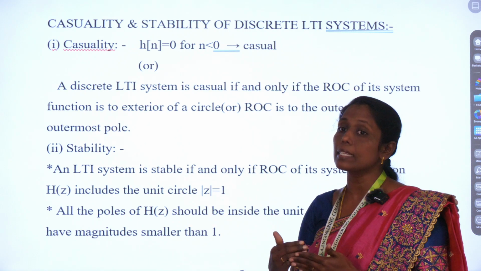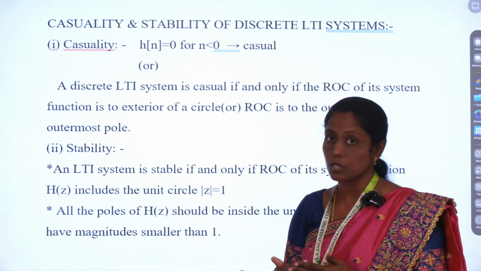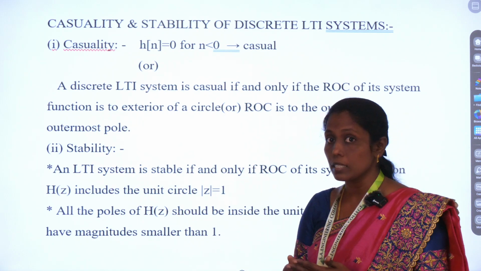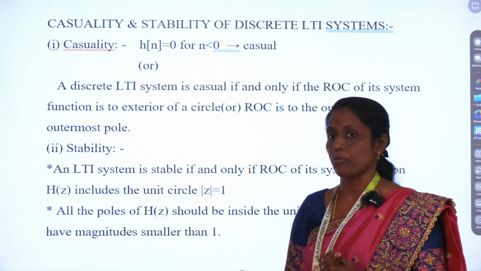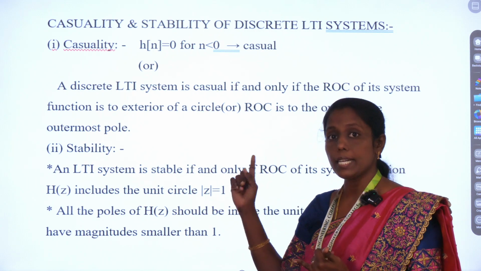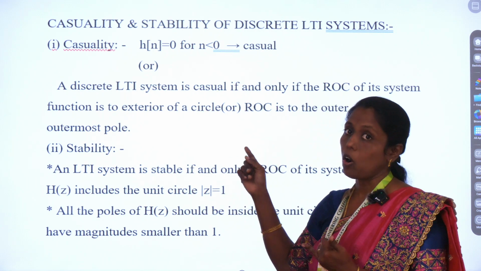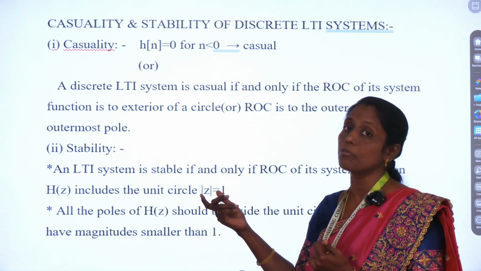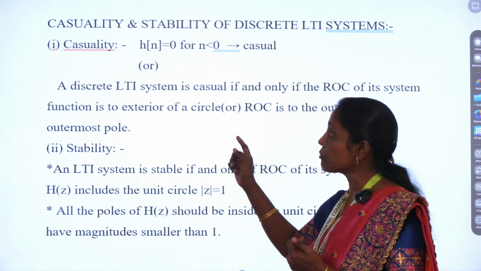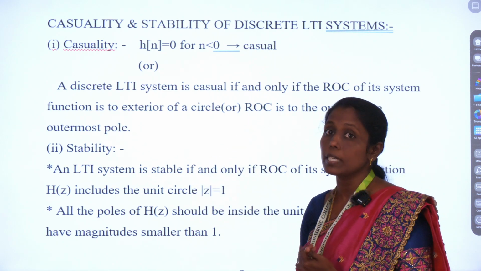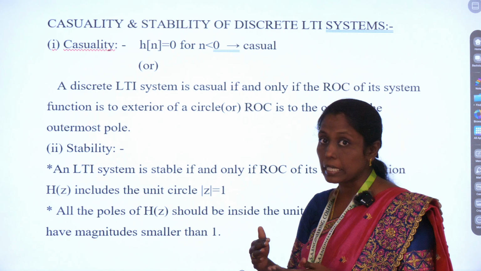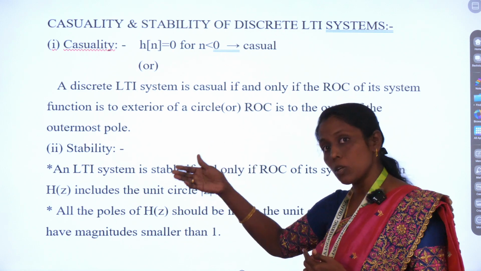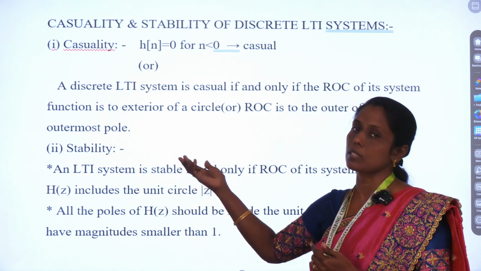So let us recollect the concepts we have discussed for causality. What is the condition for causality? First let us check with h of n. If h of n is 0 for n less than 0, it is causal. Or else you can check with the poles, that is the region of convergence. If the region of convergence lies outside the unit circle, or is outside the outermost pole, then we can say the system is a causal system.